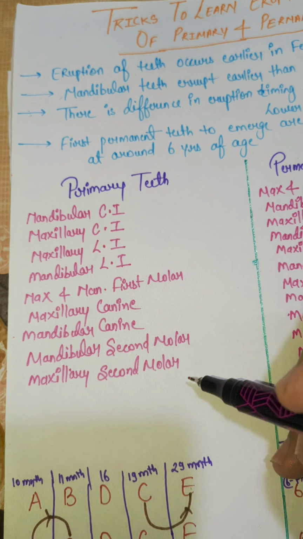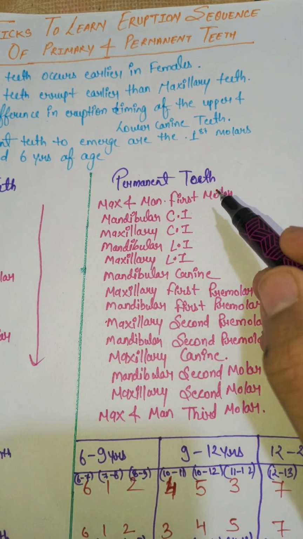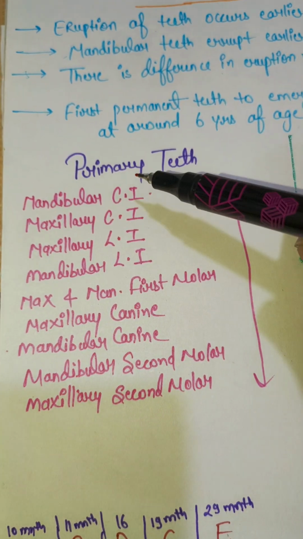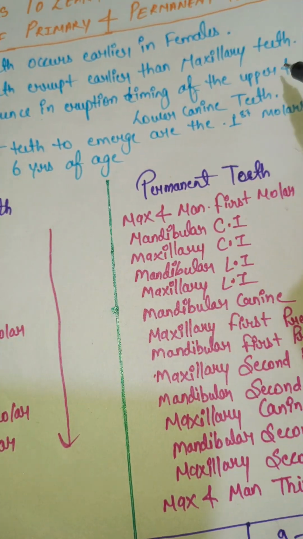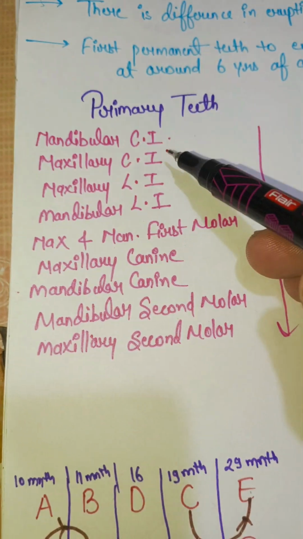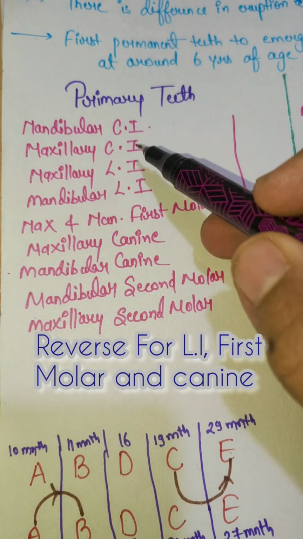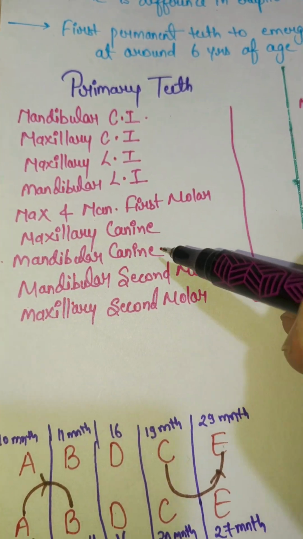So this is the sequence of primary teeth, and this is the sequence of the permanent teeth. For primary teeth, we start from the mandibular central incisor. As I said before, mandibular teeth erupt earlier than the maxillary teeth. So mandibular central incisor, then maxillary central incisor. Now you have to reverse one thing. Here maxillary lateral incisor, mandibular lateral incisor, again maxillary and mandibular first molar, again maxillary canine and mandibular canine.